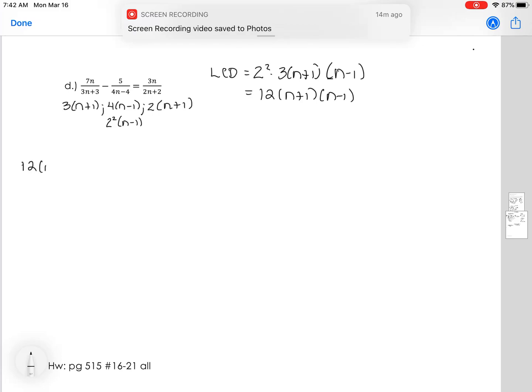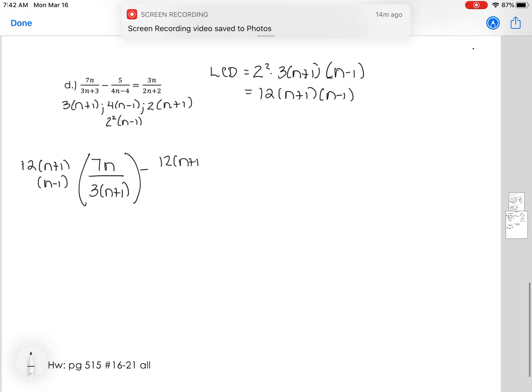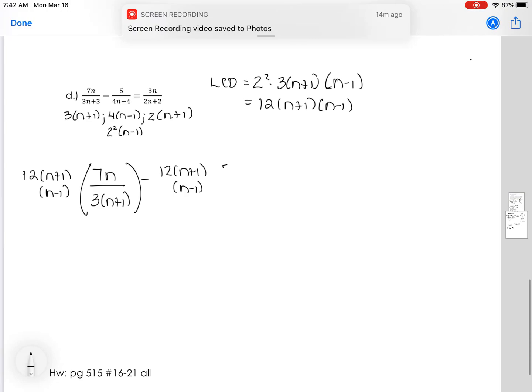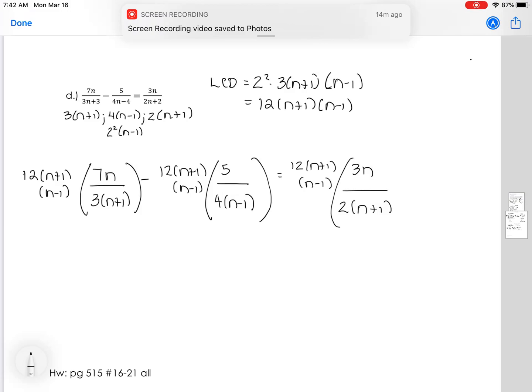minus 1. And I'm going to take that and I'm going to multiply that by each of the terms. So there's the first one. Again, leave the factored version so you can see what cancels. 12, n plus 1, n minus 1. You have 5, sorry about that, over 4 times n minus 1. And then last fraction, 3n over 2n plus 1.